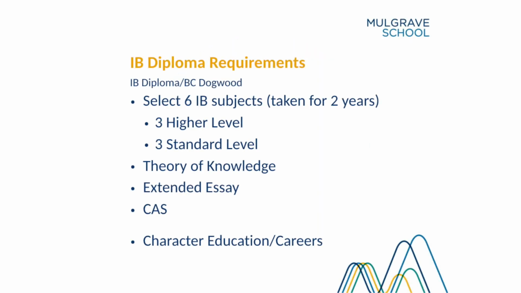Okay, so for students who are looking at taking the full IB diploma, they will need to select 6 courses. 3 of those are going to be at the higher level, so this actually takes the curriculum content beyond the Ministry 11 and 12 level and actually can take it into first year university level. So you take 3 at the higher level, take 3 at the standard level.